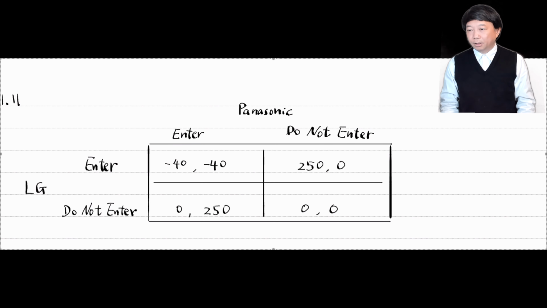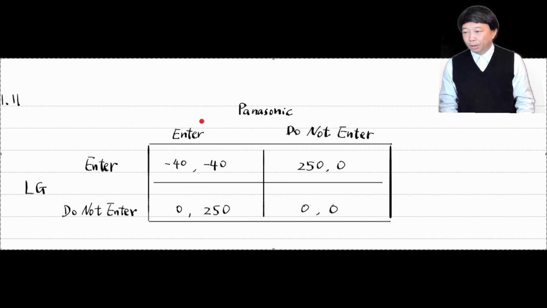It is a static game of complete information. We draw the payoff matrix for the two players. The first number in each cell is LG's profit, and the second number is Panasonic's profit. We use the best response approach to find the Nash equilibrium. We first consider LG's best response to each of its rival's actions.